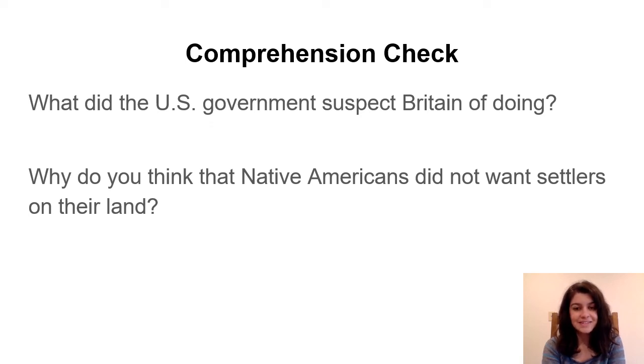Question 2, last one. Why do you think that Native Americans did not want settlers on their land? Right, they probably were scared that the settlers were going to take their land away from them. So they did not want that. This was their land and they didn't want the settlers to come and take it from them.